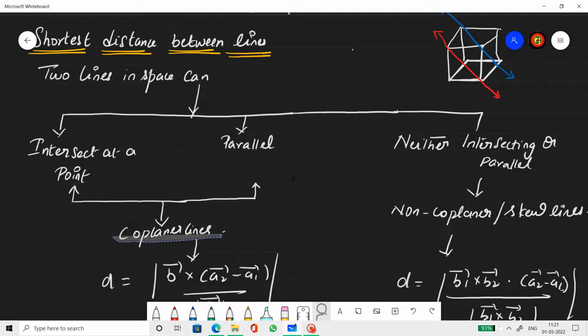I'm repeating this one more time. A line which is either intersecting or parallel is a coplanar line. A line which is neither intersecting nor parallel is a non-coplanar or skew line. For intersecting lines, no distance. For parallel lines, the perpendicular distance is the shortest distance. Now let's see the formula.